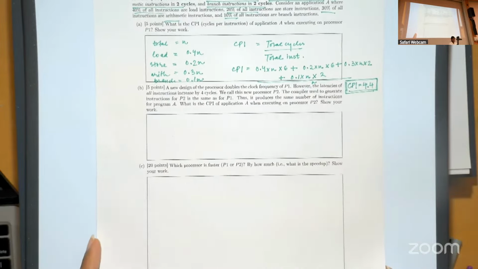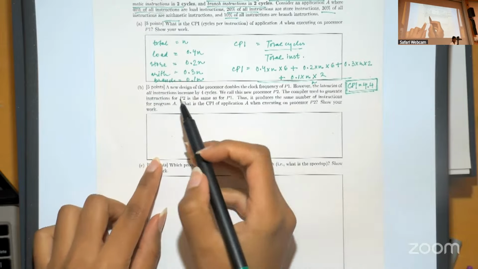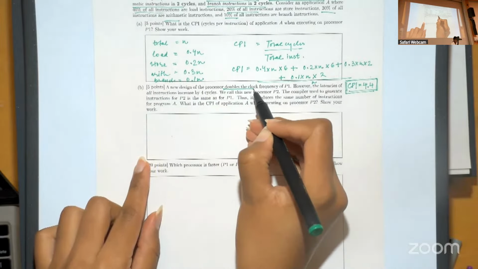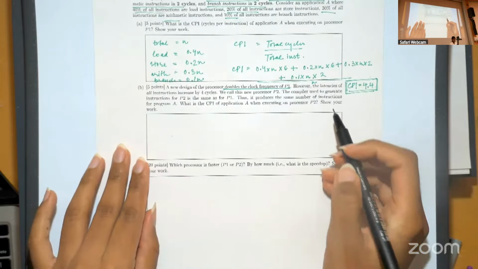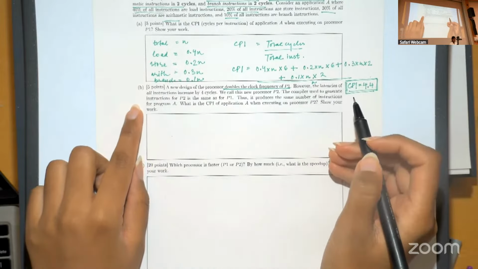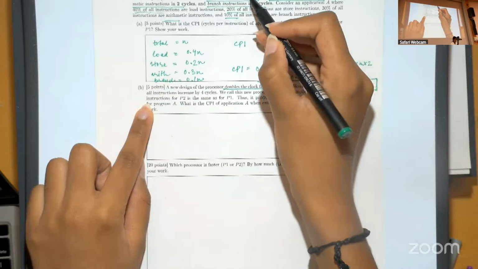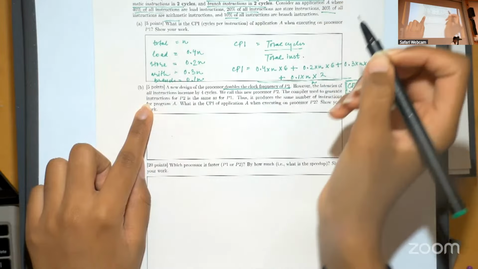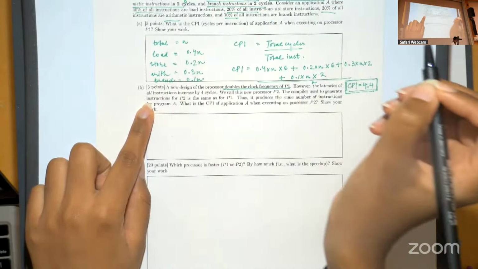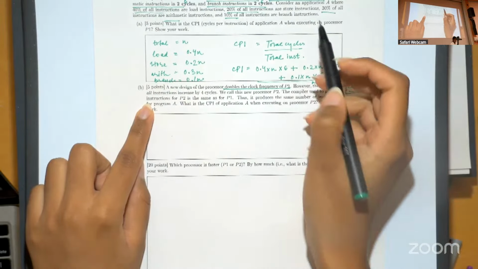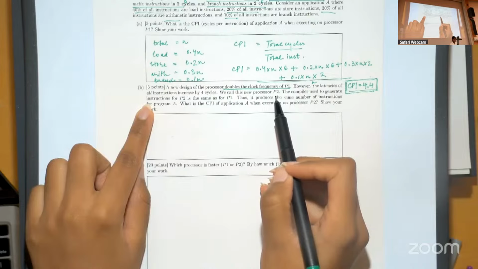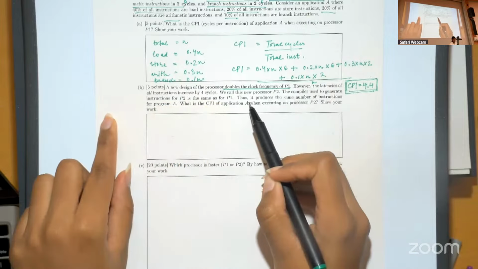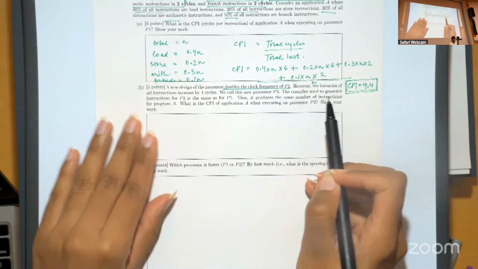Okay. So the second part is totally the same. We just have different parameters. A new design of the processor doubles the clock frequency. I think we will underline this because this might be needed in the later parts. However, the latencies of all instructions increase by 4 cycles. So here for all the instructions, it has now become 10, 10, 6, 6. We call this new processor P2. The compiler used to generate all instructions for P2 is the same as for P1. Thus, it produces the same number of instructions for program A.